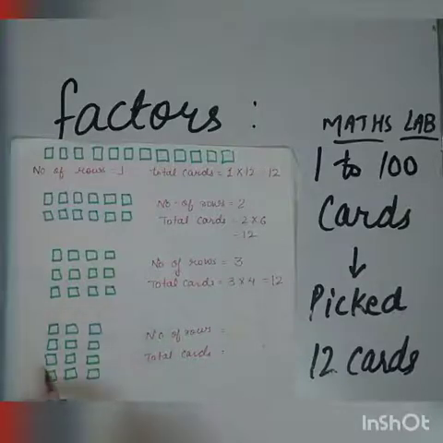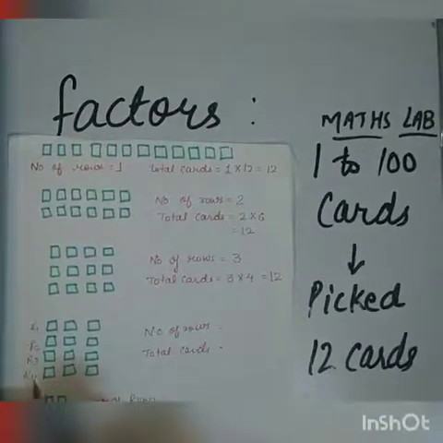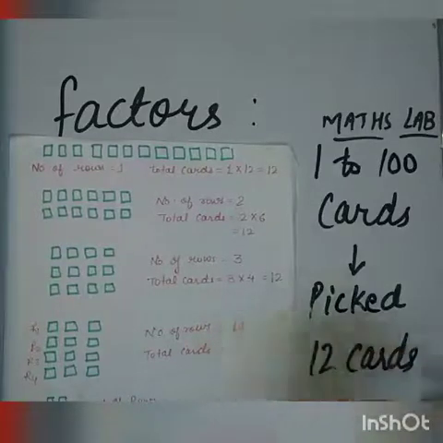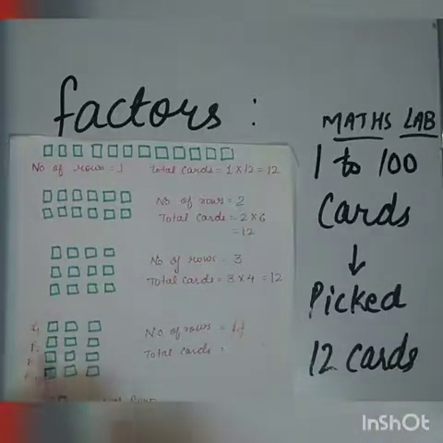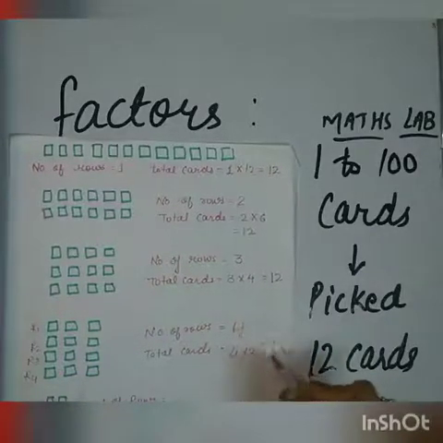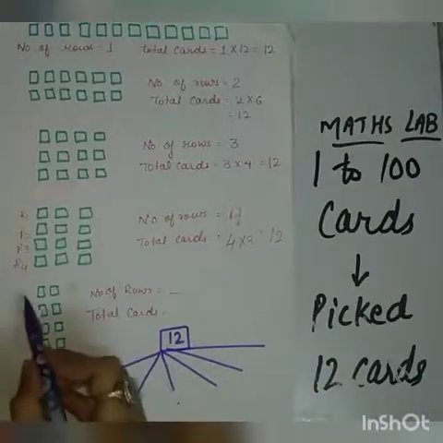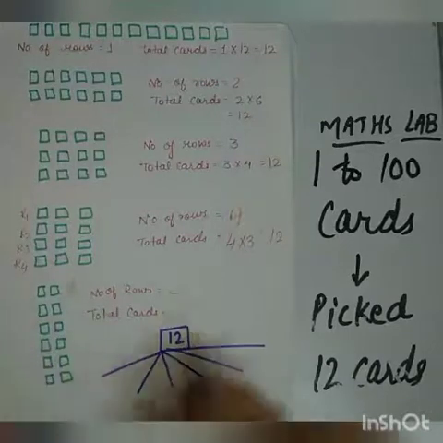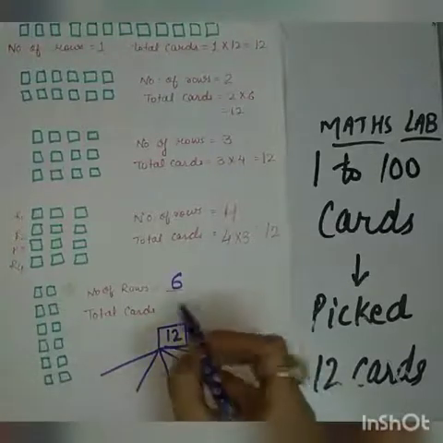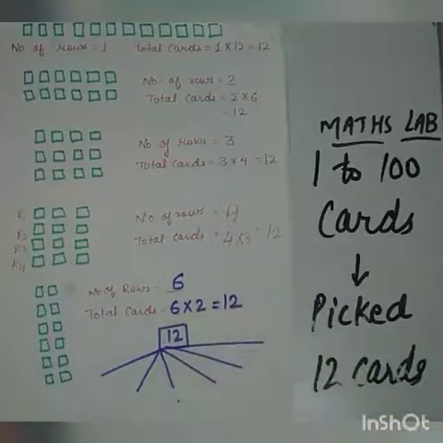Now count the number of rows in this. Row 1, row 2, row 3, row 4. So there are 4 rows. The total number of cards will be, in each row there are 3 cards. So 4 multiplied by 3 is equal to 12. Now count the number of rows in this pattern. 1, 2, 3, 4, 5, 6. The number of rows is 6. In each row there are 2 cards. So the total number of cards 6 multiplied by 2 is equal to 12.